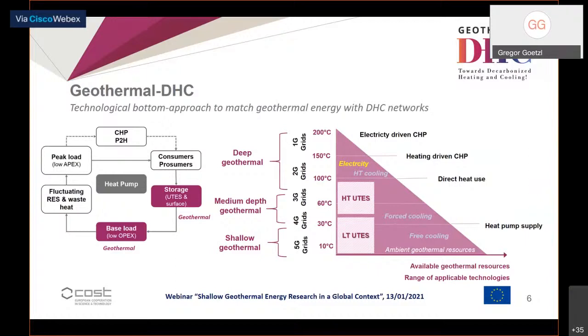So our main idea is to match geothermal energy sources with different generations of district heating and cooling grids. And we have a huge portfolio which we could apply, starting at very low temperatures of below 10 degrees Celsius for the latest generation of district heating systems, going up to temperatures such as 150 degrees and more. When you look at very old district heating grids, of course, these high temperature sources are currently limited to just a few spots around Europe.